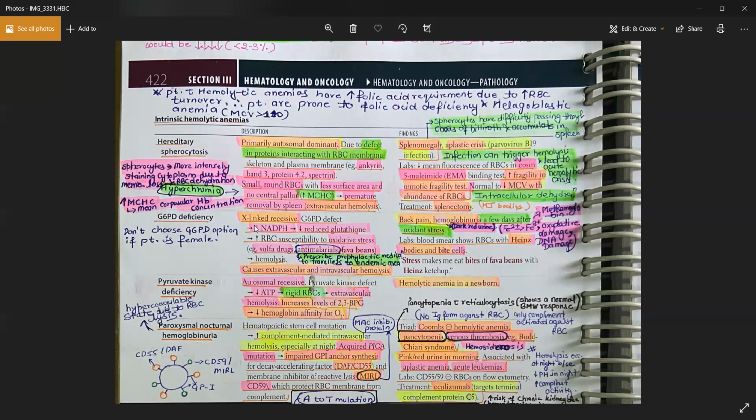And with any kind of illness, they can have the episodes of hemolysis, they can have this jaundice, fatigue again also.